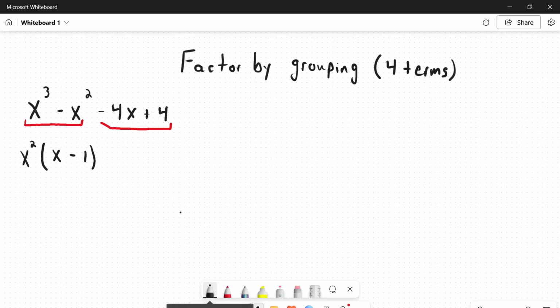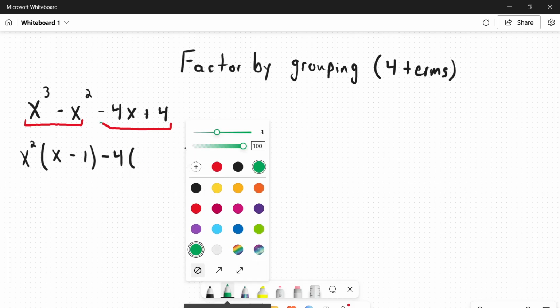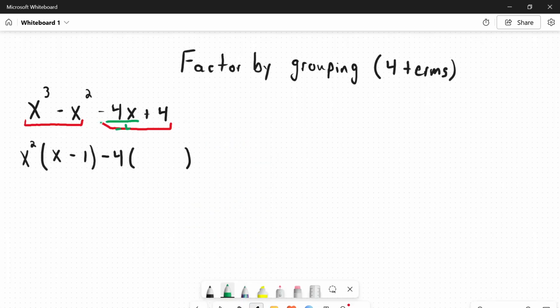Let me get the right color here. Factor out a negative 4. And we need to see what's left over. Again, if it helps, show the division. Let me see if I can get a different color here. I'm going to divide the first term. I'm going to divide this by negative 4, and I'm going to divide this by negative 4. Negative 4x divided by negative 4 leaves me with a positive x. A positive 4 divided by negative 4 leaves me with a negative 1. So that's what it looks like whenever you factor this out.